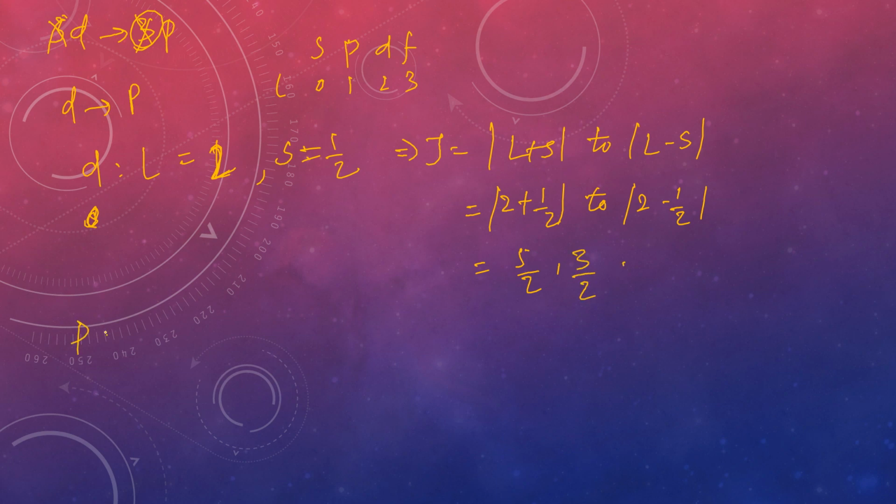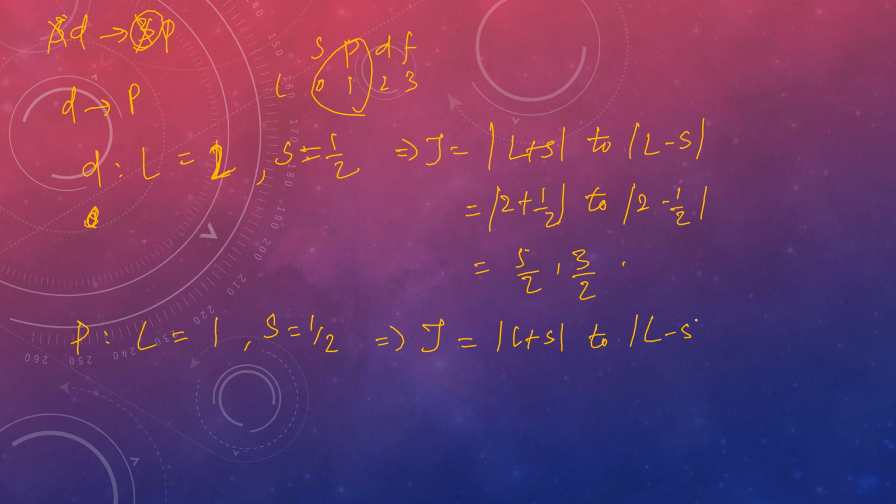So next is your P. L value is what? 1. S value is half as it's an electron. What are the J values? L plus S to L minus S. So 1 plus half to 1 minus half, 3 by 2 to half. See, you shouldn't be writing all this in the exam. I'm just writing for your understanding. Okay, so these are the lines. This is for 3D. This is for 3P. So let's draw it.